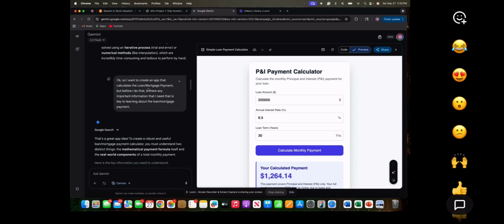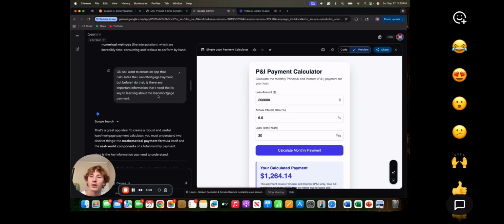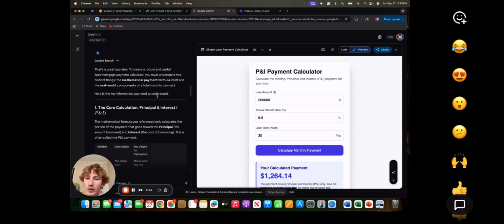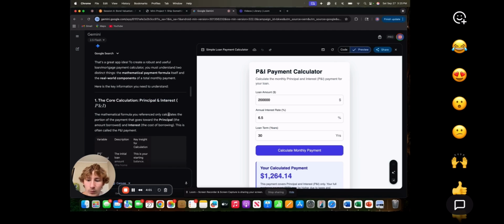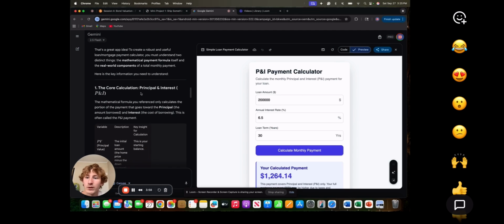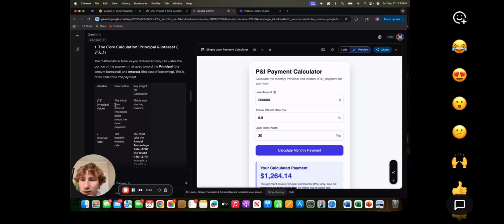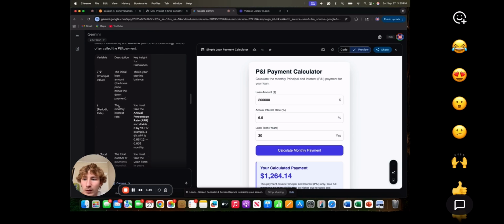I picked the loan mortgage payment, and I asked, before we create this app, is there any important information that I'm going to need to learn about the loan mortgage payment? And they gave me a few pieces of information here. Principal and interest: the mathematical formula referred to only calculates the portion of the payment that goes towards principal and interest. This is often called the PMI payment.